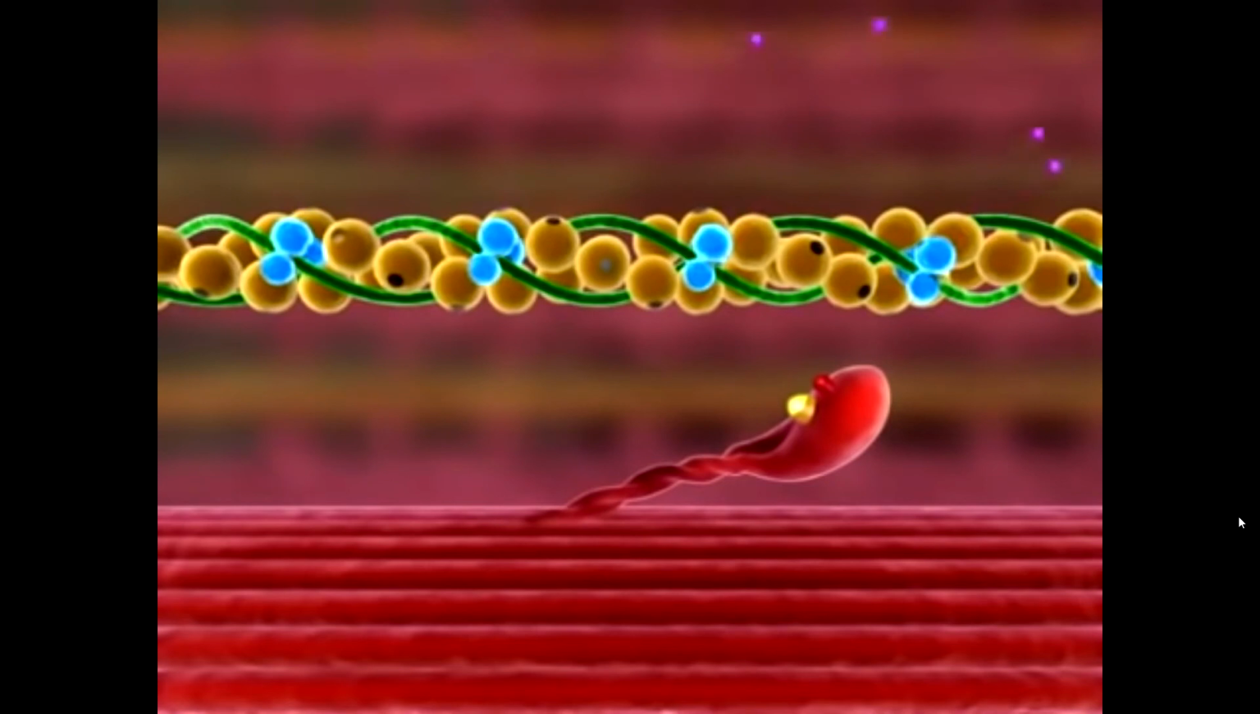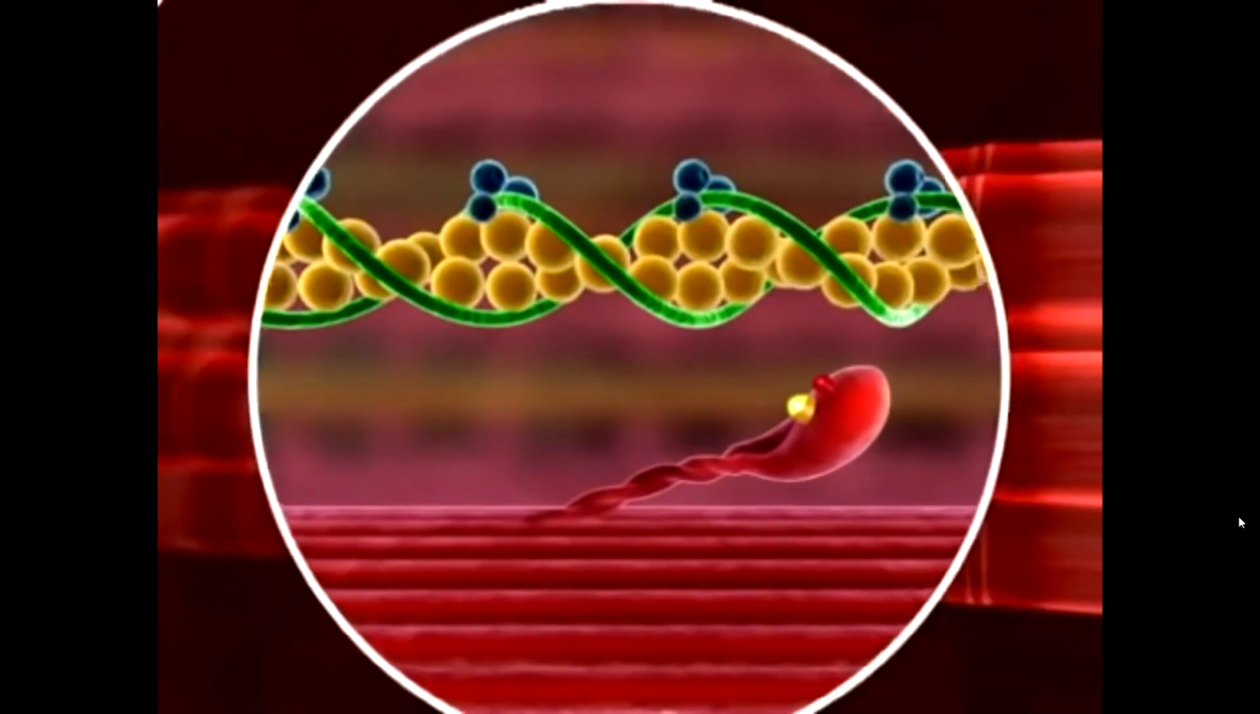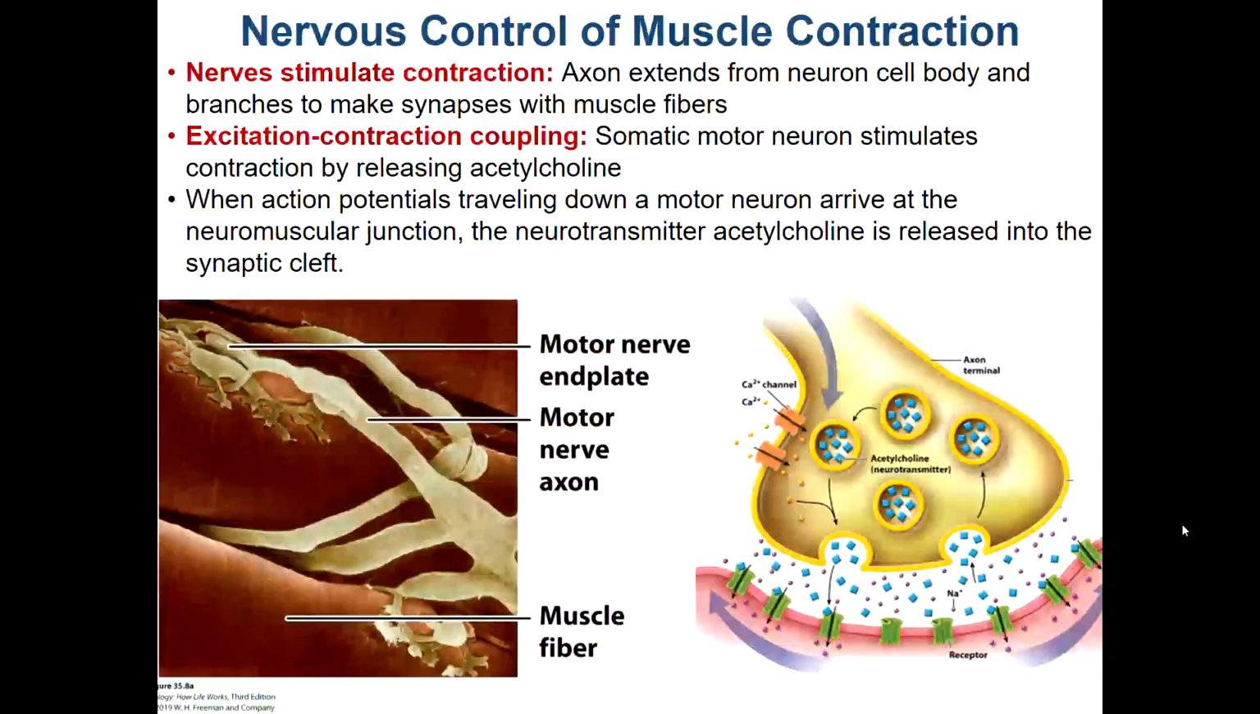Troponin returns to its original shape, allowing tropomyosin to glide over and cover the myosin-binding site on actin. So hopefully that video was helpful for you to visualize how muscles contract. In order for muscles to contract, we must have some stimulation from the nervous system.